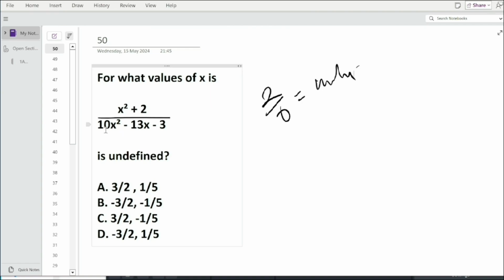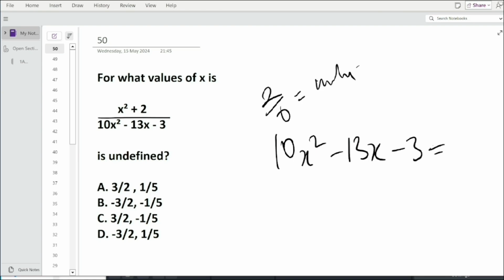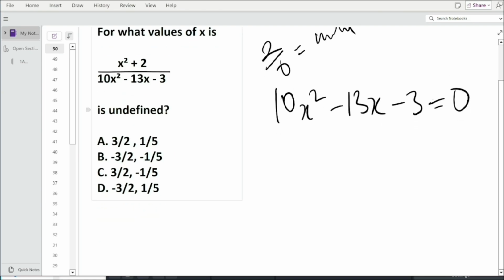For this kind of question, the concentration is on the denominator. So we have 10x squared minus 13x minus 3 equals 0. We just have to factorize this quadratic equation. We have to make it equal 0, then solve for it. The coefficient of x squared is 10, not 1, so we have to multiply it by the constant, which is minus 3, the one without any letter. So we have 10 times minus 3, that will give you minus 30.